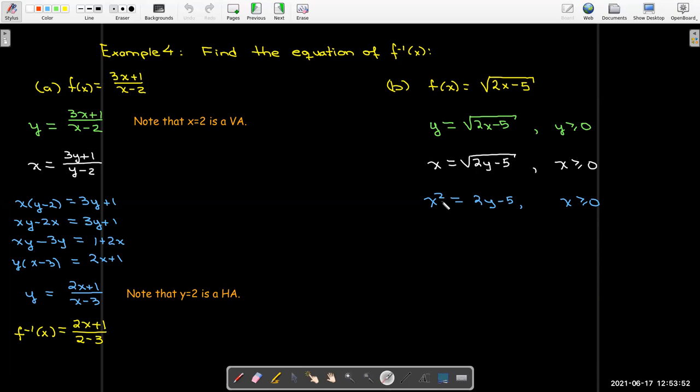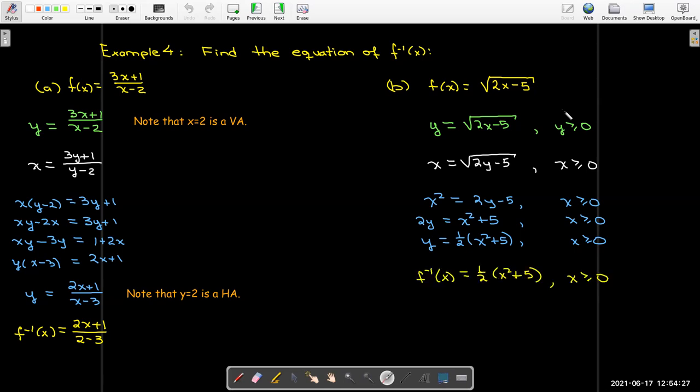Now I have x squared. And am I interested in the positive square root of x or the negative square root of x? That's why I have to explicitly write down that x should be greater than or equal to 0. Now I go ahead and solve that equation for y, and I get y equals 1/2 (x squared plus 5). But again, we're only interested in the part where x is greater than or equal to 0. So I have to restrict the domain.